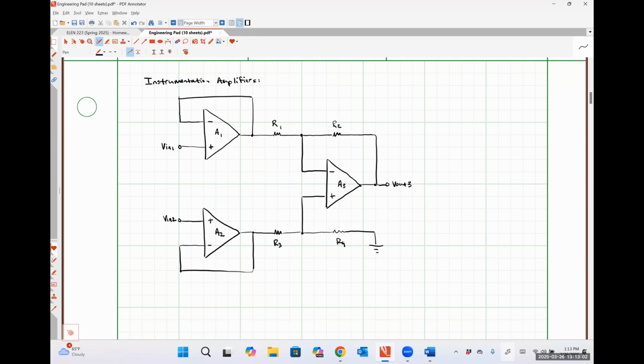Okay. So what would the voltage at that node be? Let's start there. It will be equal to VN1, right? So pretty similarly, what will the voltage at that node be? VN2, okay?